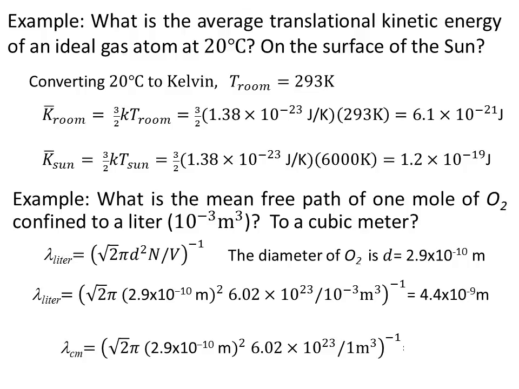If we do the same thing for a cubic meter, the only thing that changes is the volume, so that we end up getting the value of 4.4 times 10 to the minus 6 meters. So there's quite a bit of space if you put 1 mole of O2 into a cubic meter box, so the molecules can travel 1,000 times farther than they can if they're shoved into a liter.